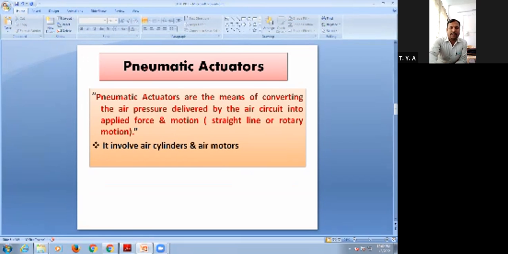So in the next lecture, we will start with the first component of the pneumatic system, that is the actuator.